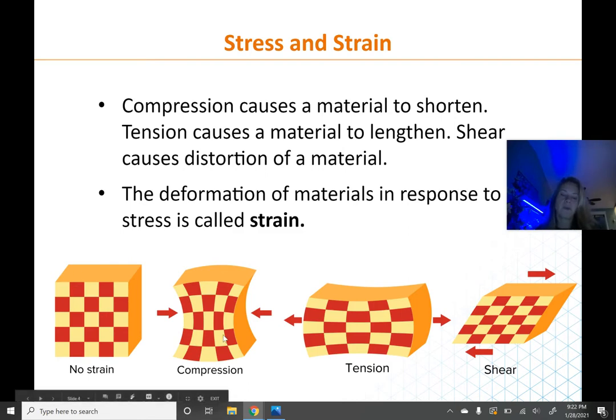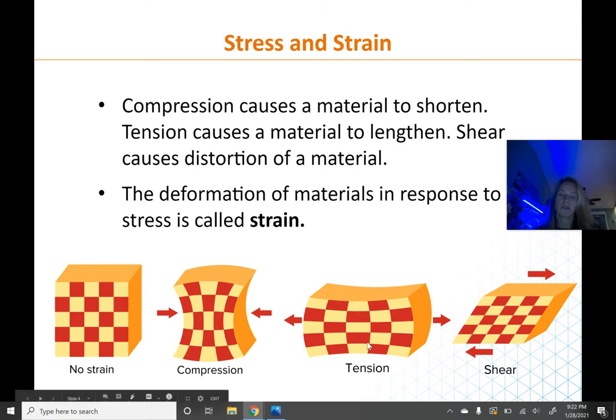And then if we go through compression, compression is squeezing together. So think of something squeezing, and it's going to cause it to look like this. And then tension is pulling it apart. Think about when you have a rope and you want to make tension on the rope, so you pull it apart. That's what's happening here.